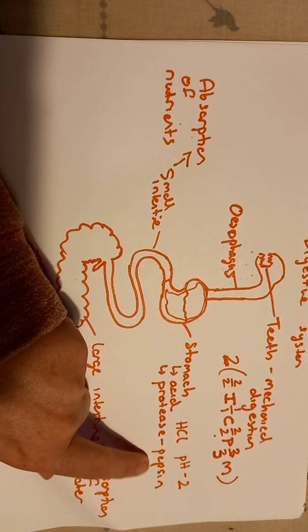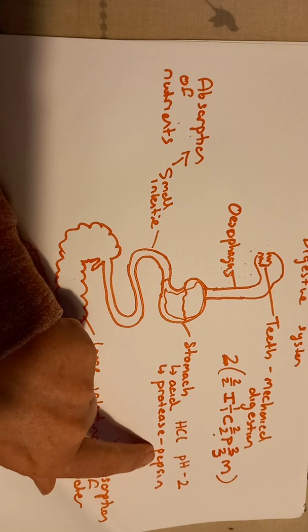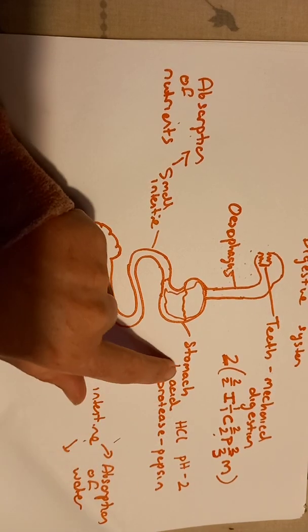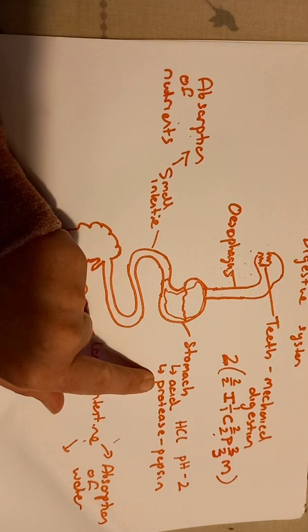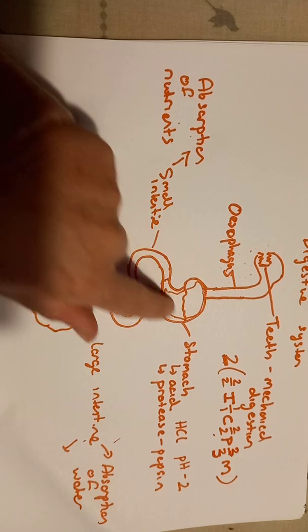Now, this is released in an inactive form called pepsinogen, because it would otherwise digest the stomach itself. So it has to be released as pepsinogen, which is then turned into the most active version called pepsin by the acid. So the acid makes your enzyme work here to be able to break down the protein in your stomach to make what's called chyme.